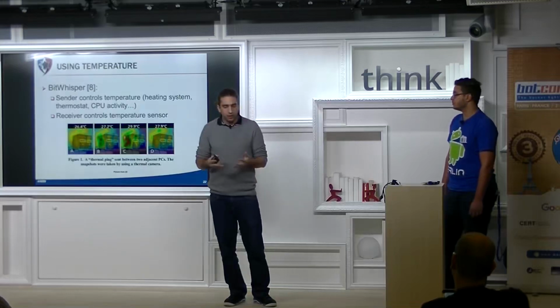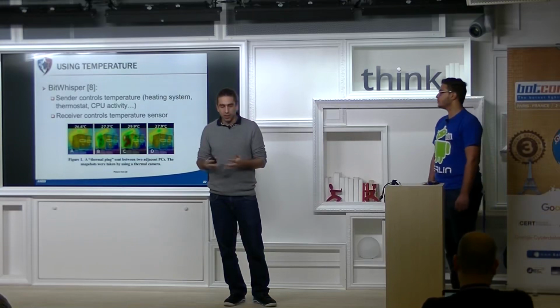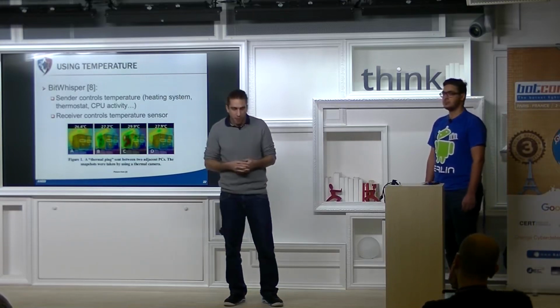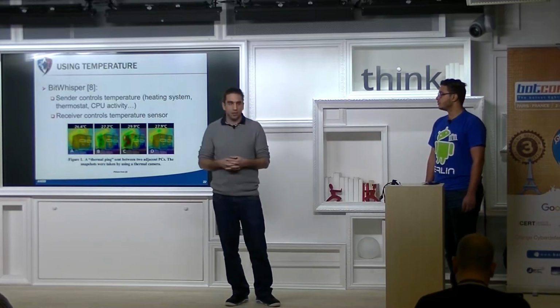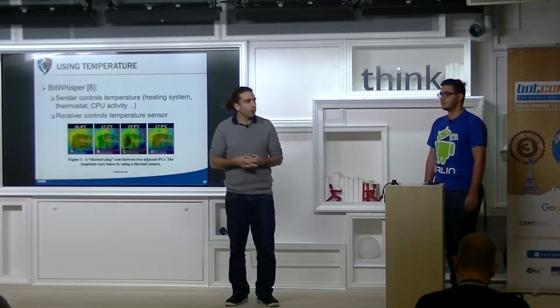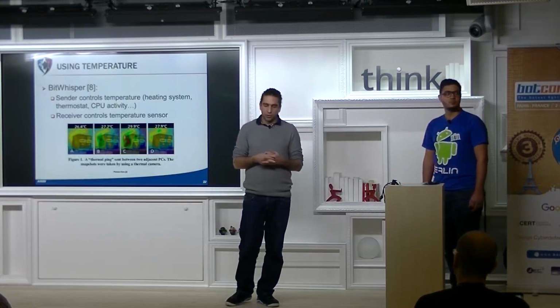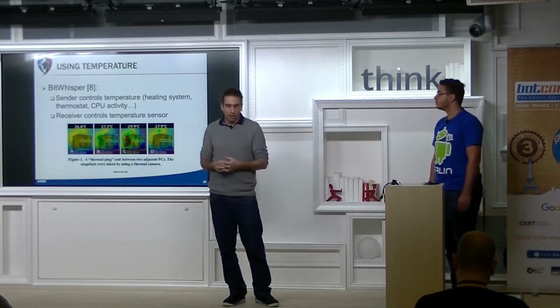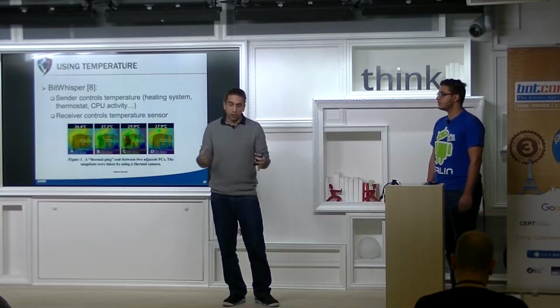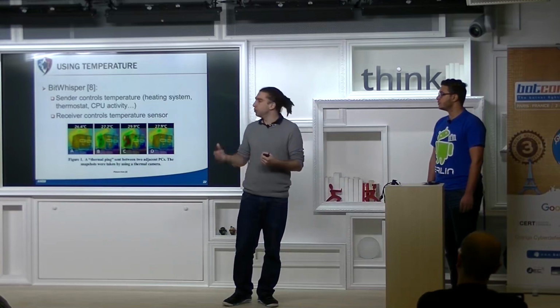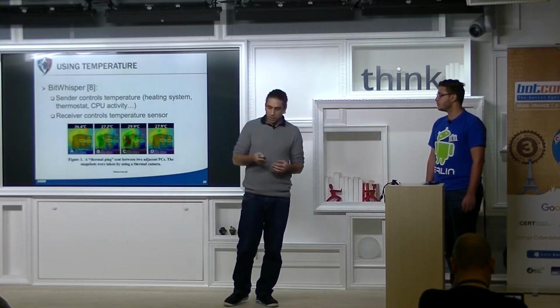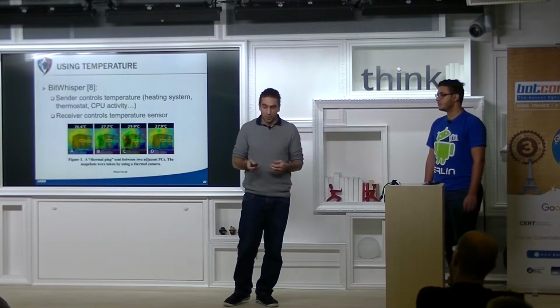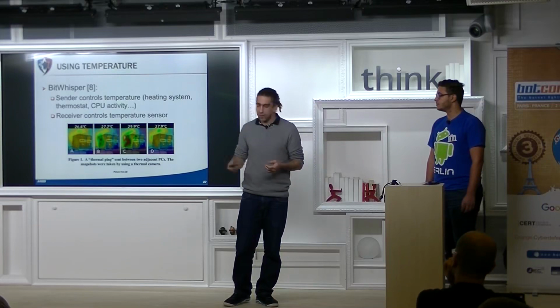Some people at Ben Gurion University have proposed a technique for bridging air gaps by using temperature as a physical layer to communicate. Their proof of concept is called BitWhisper. Here the sender controls the temperature. It can be by controlling the room's heating system, for example. Or what they proposed too was to use the CPU activity to increase one machine's temperature. And in their scenario, a second machine, which was close enough to the first machine, was able to use one of its many temperature sensors to monitor the temperature activity and use that to receive information. As you can imagine, it can take a while to transmit a bit of information. But it's an interesting idea.